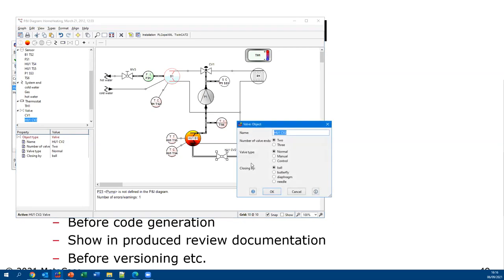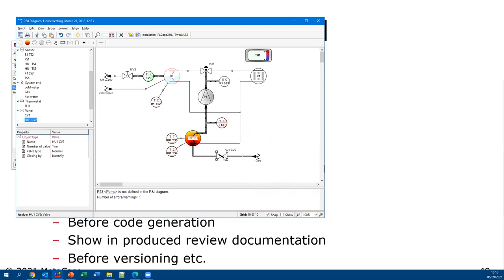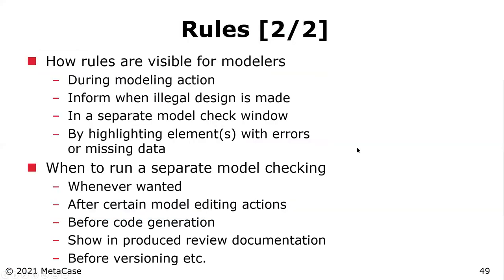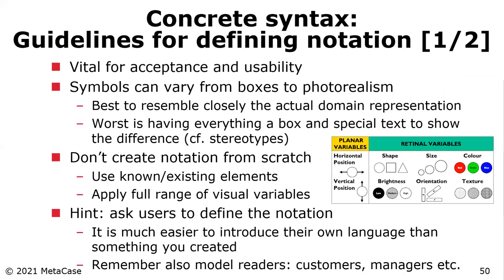Like, for example, if this is a manual valve with a closing by a ball, it shows this way. But if it's a butterfly, it varies, because this is how people in piping and instrumentation are used to these kinds of drawings. So it's very important that the model looks like something that people already know. And this comes to the topic of concrete syntax, how our models should look. Once we have defined the meta model, the next thing is to think about how to visualize things.